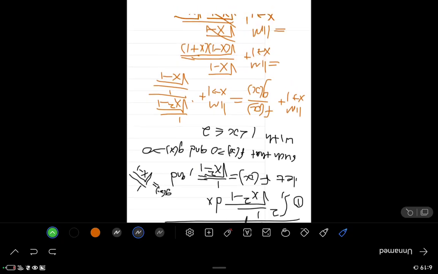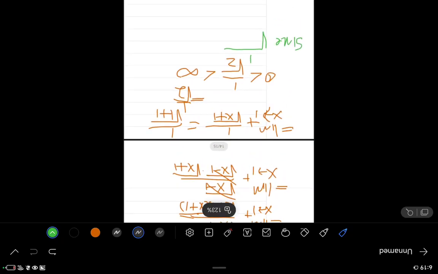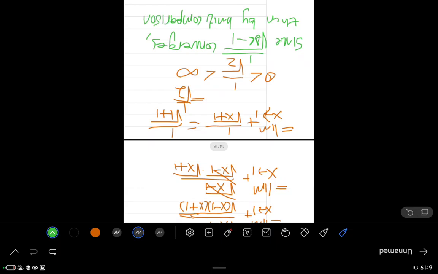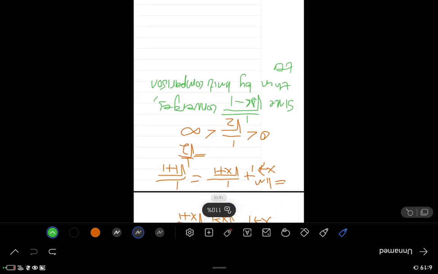So we're going to say since 1 over x minus 1 converges, then by the limit comparison test, 1 over x squared minus 1 also converges. I think they want you to include this limit comparison test.